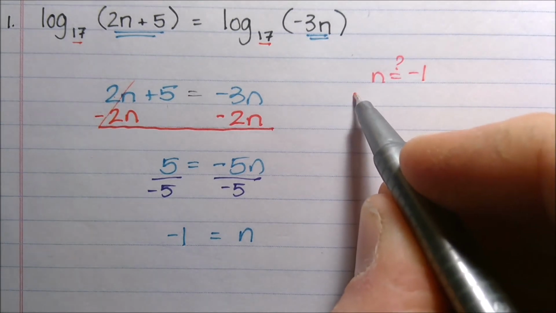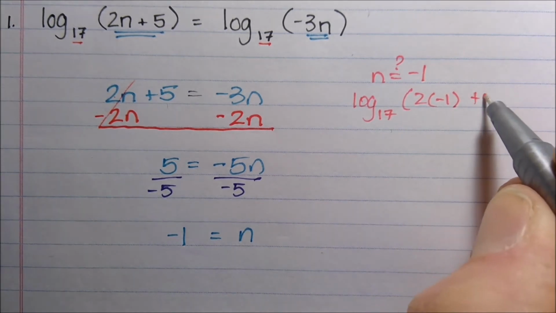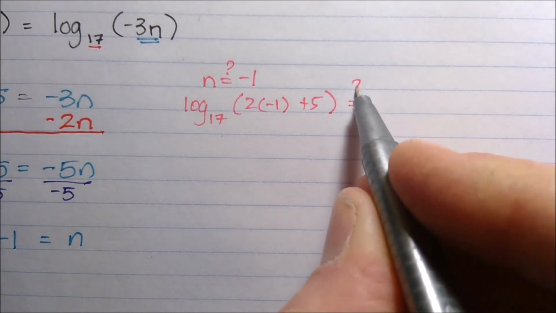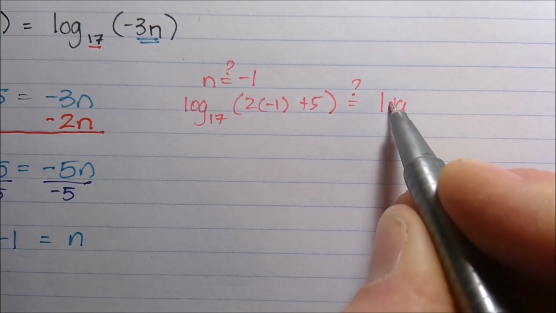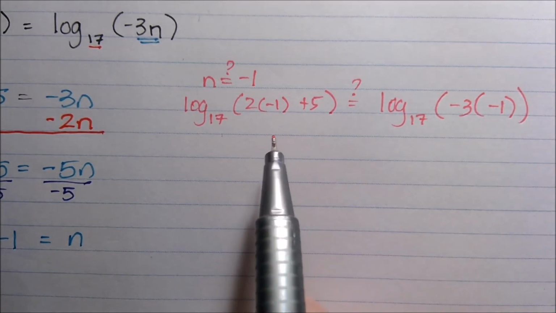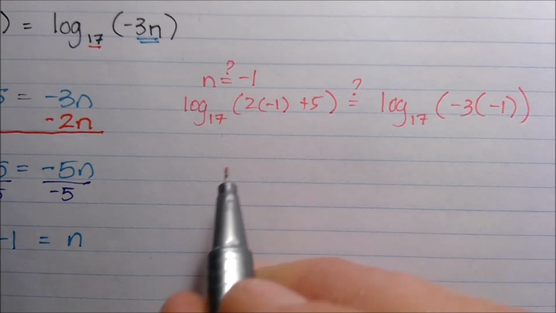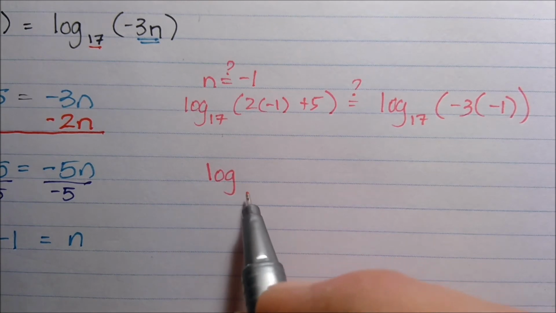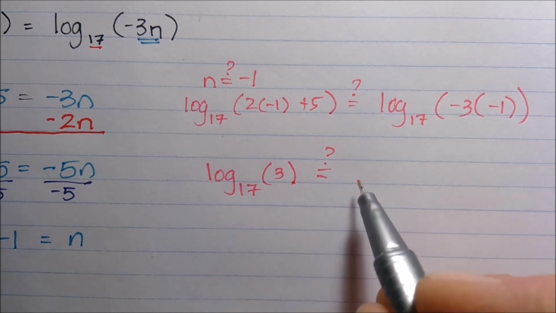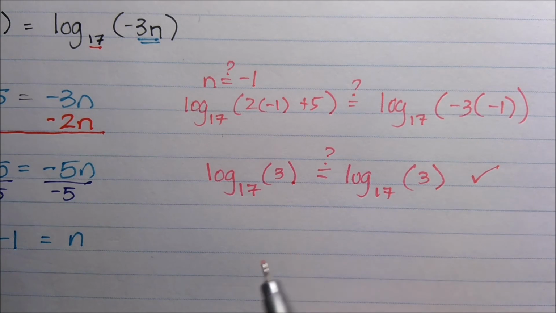So I'm going to say, okay, log base 17 of 2 times negative 1 plus 5. Is that equal to log base 17 of negative 3 times negative 1, right? So I'm evaluating each of these when n is negative 1. So I get log base 17 of 3, and I'm checking to see if that's equal to log base 17 of 3. Nice, it is.